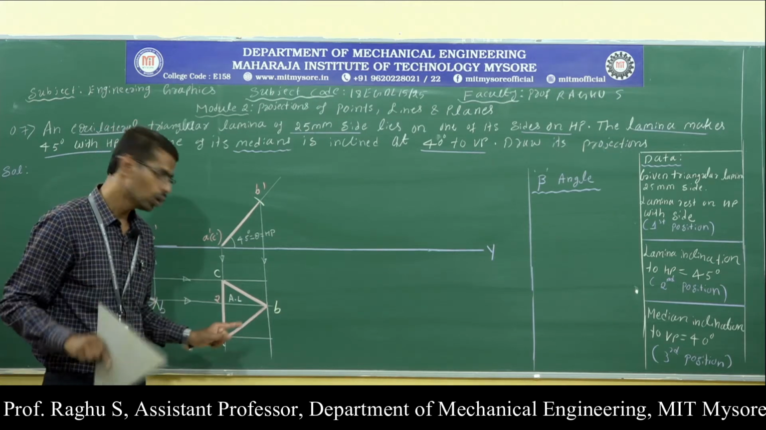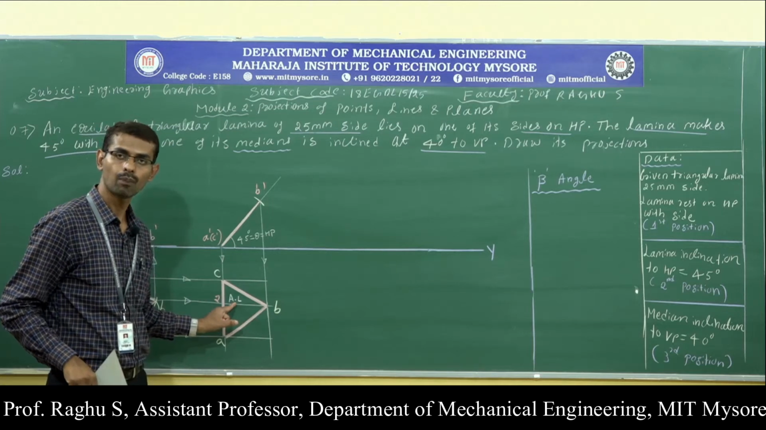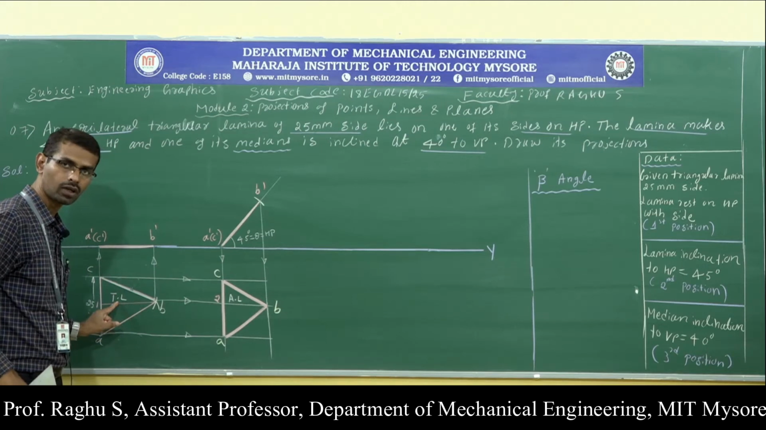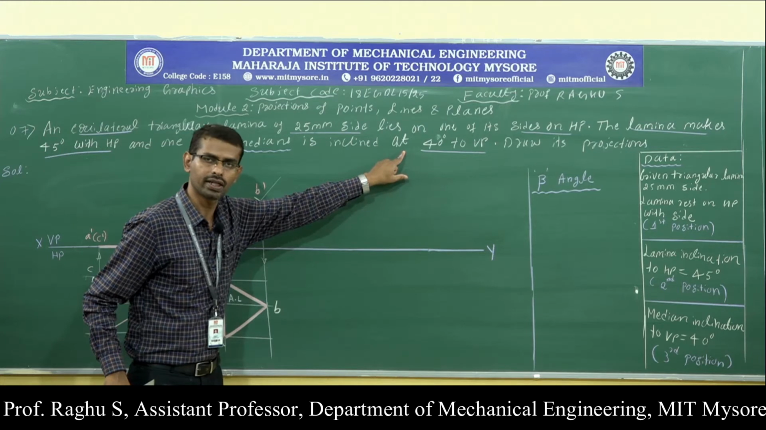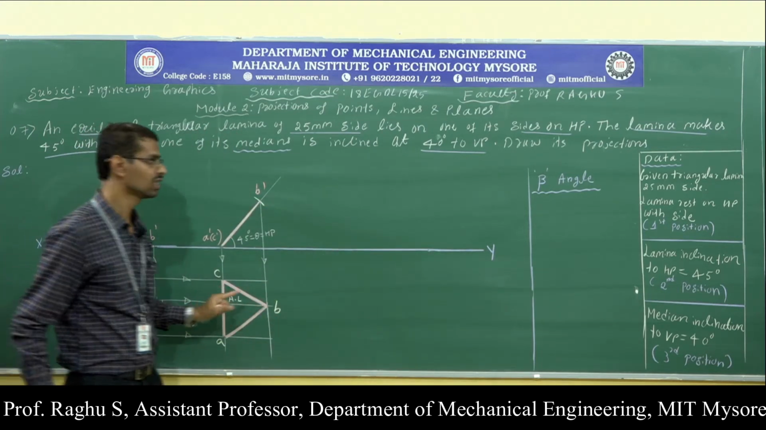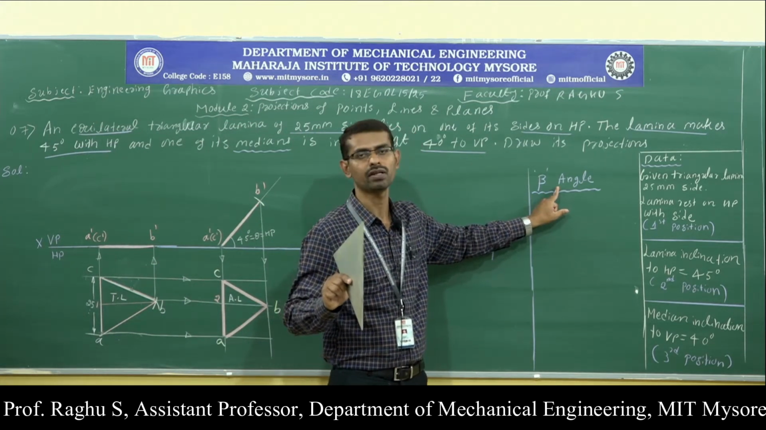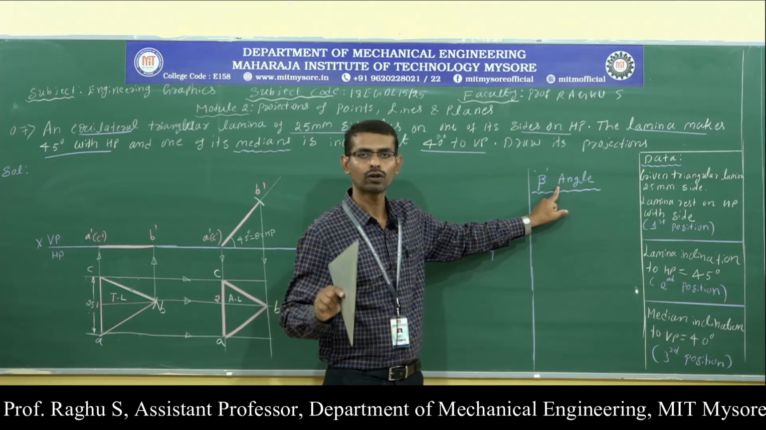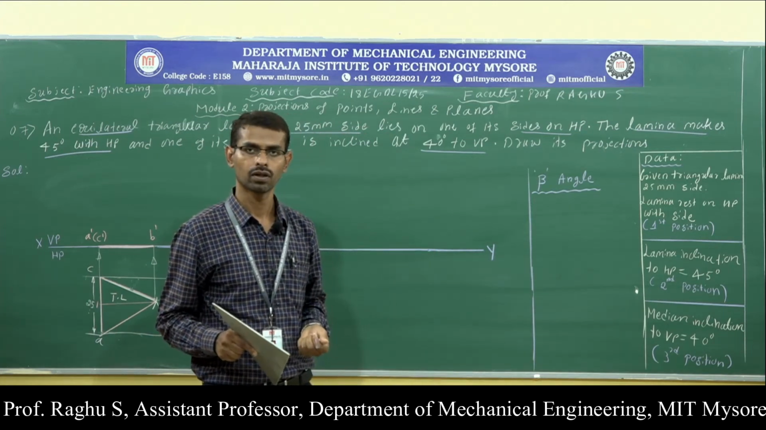Now I need to find out the apparent inclination for this length. Here I know the true length, and I know this inclination, which is called the true inclination, that is 40 degrees, and I know the apparent length, but I don't know the apparent inclination, and that inclination is called the beta angle. When the median, diagonal, or perpendicular bisector is inclined to VP, we need to find the beta angle. When the median is inclined to HP, we need to find the alpha angle.